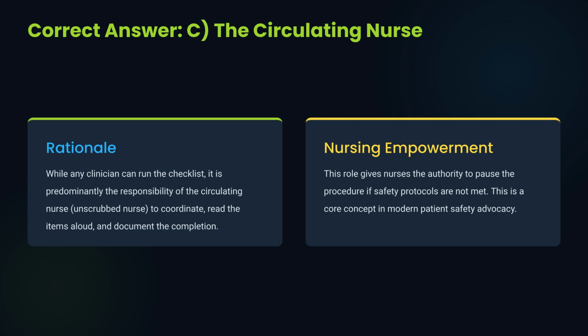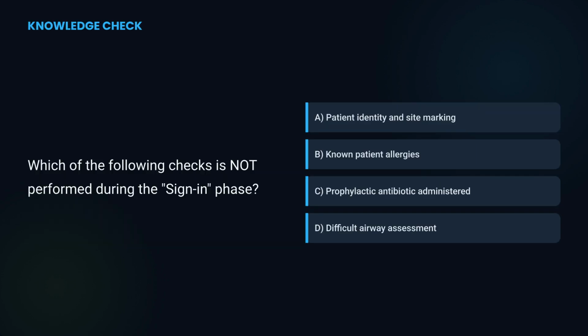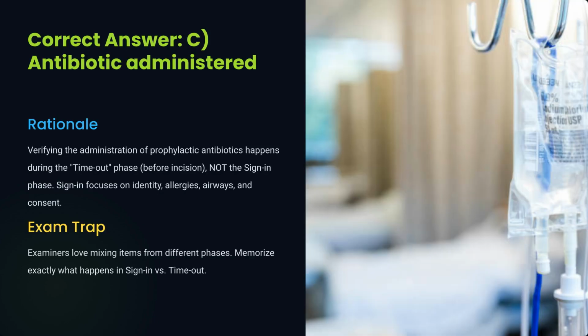This role is crucial for coordinating, reading items aloud, and documenting completion, giving nurses the authority to pause the procedure for safety. Which of the following checks is not performed during the sign-in phase? The correct answer is C, antibiotic administered. Prophylactic antibiotic verification happens during the timeout phase, not the sign-in phase. Sign-in focuses on patient identity and risk assessment.